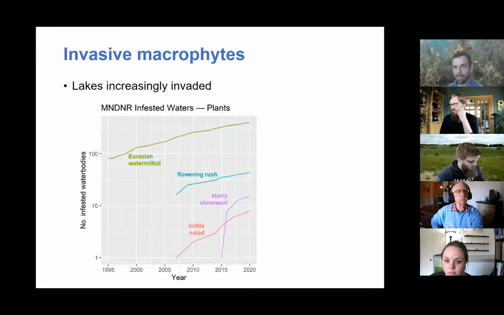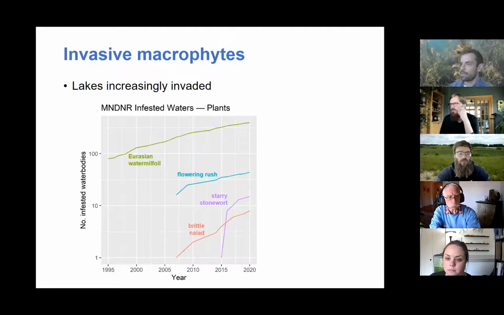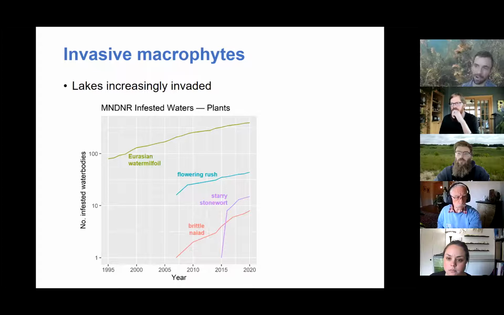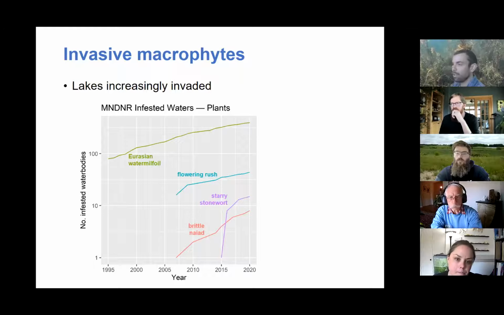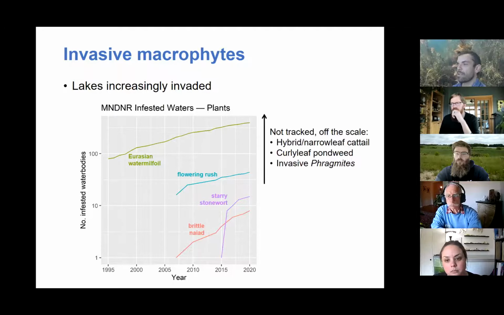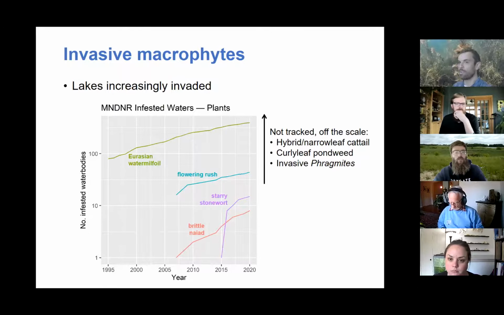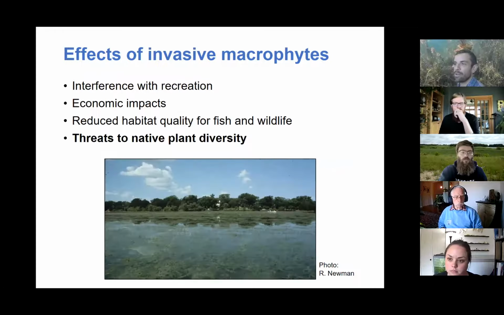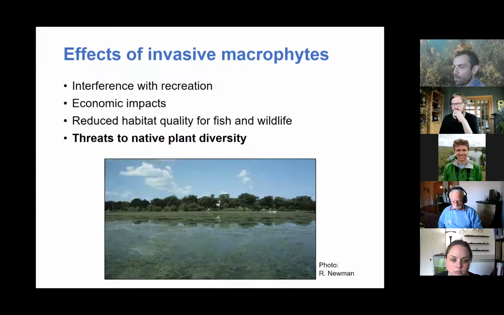And invasive macrophytes, why should we care about them? They're increasingly prevalent. This is data from the Minnesota DNR showing the number of water bodies that have 4 priority aquatic invasive plants. And notice that this is on a log scale, so this is actually showing some pretty rapid accumulation of new populations. And this is also really an underestimate because there are other species that are much more prevalent and would be off the scale, but are not tracked so closely. So our lakes are increasingly invaded, and that has a number of important consequences.